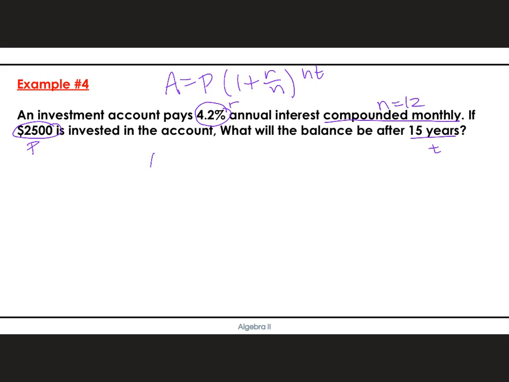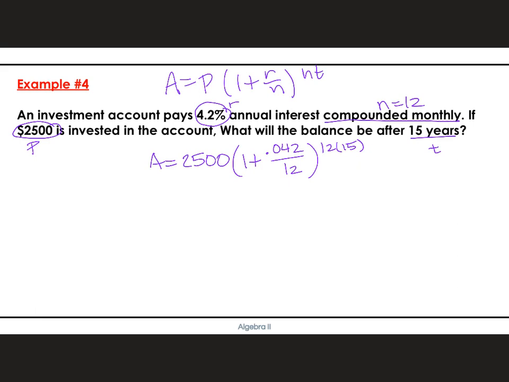So A is equal to P, which we know to be 2,500, times 1 plus R, and R is 4.2%. So if it's 4.2%, we have to write that percent as a decimal. It's going to be 0.042 over N, which is 12 because it's compounded monthly, all to the NT power, which is 12 times T, which is 15. Okay, all right, so now all we have to do is do the math on this.